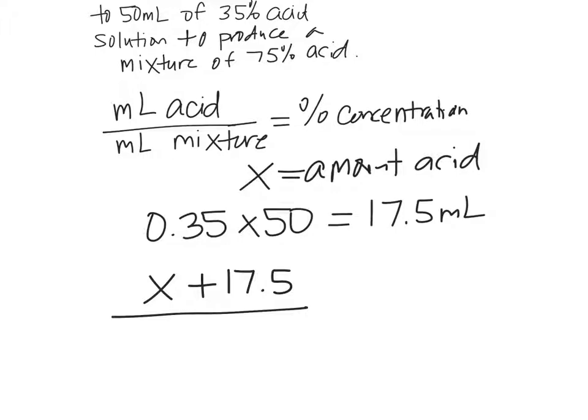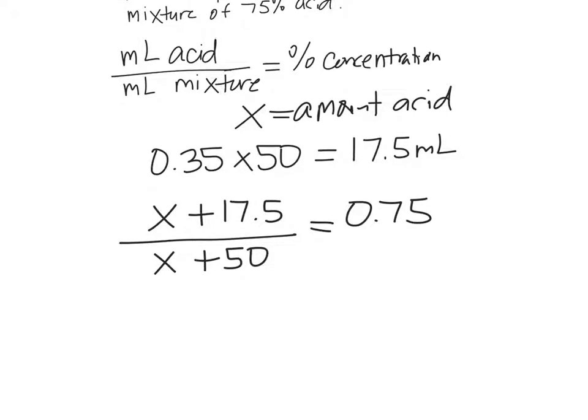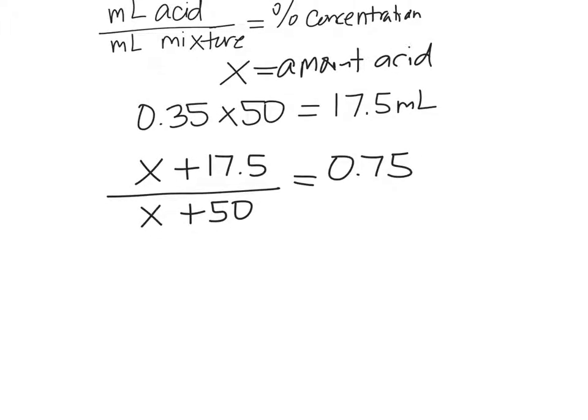Now if I'm adding acid, then I'm also adding it to the entire mixture. So my mixture now becomes what? X plus 50, and I need to get this to be 75%. Does that equation make sense to you? So this is the amount of acid. You're adding it to the pure acid, but you're also adding it to the total mixture. All right, and then how do you solve this? Do you know how to solve this? Cross multiply. Very good.